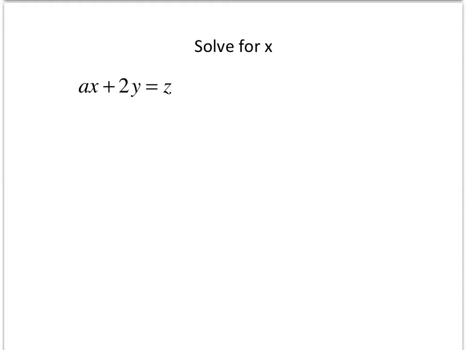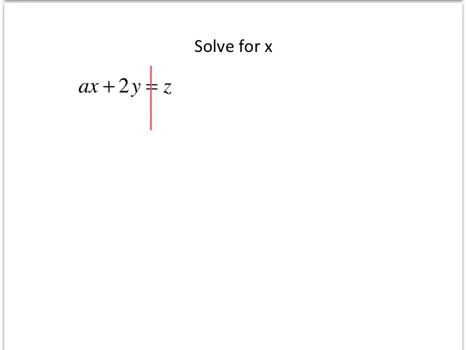The first thing we want to do is always identify what the other operations are around our key variable x, and in what order we need to identify and deal with those. So first, I have this a and the x, and since there's no operation between those, I know that this is multiplication. Secondly, I have this addition between the x and the 2y, and by the inverse order of operations, in other words, going by the order of operations backwards, I know that before multiplication, I need to deal with the addition first.